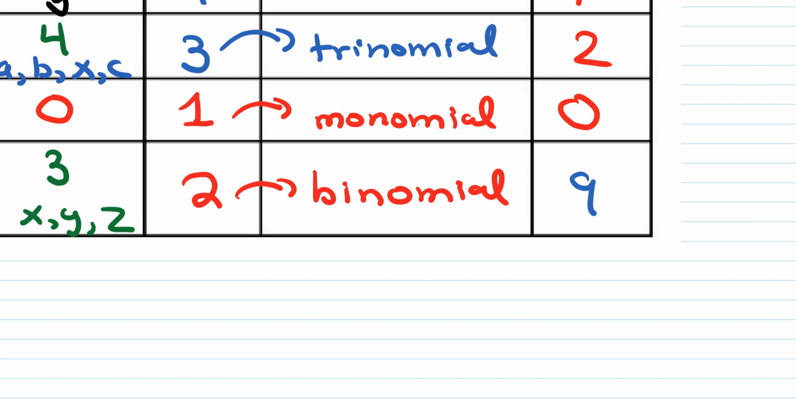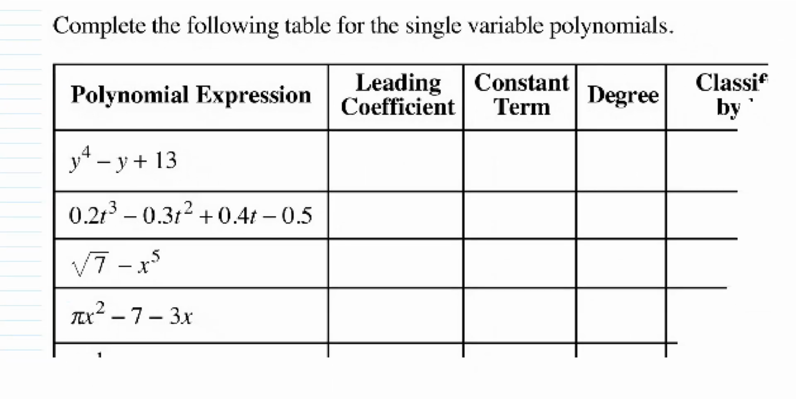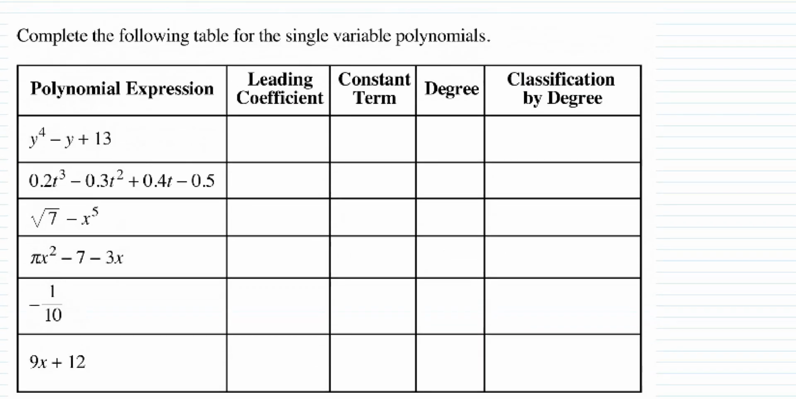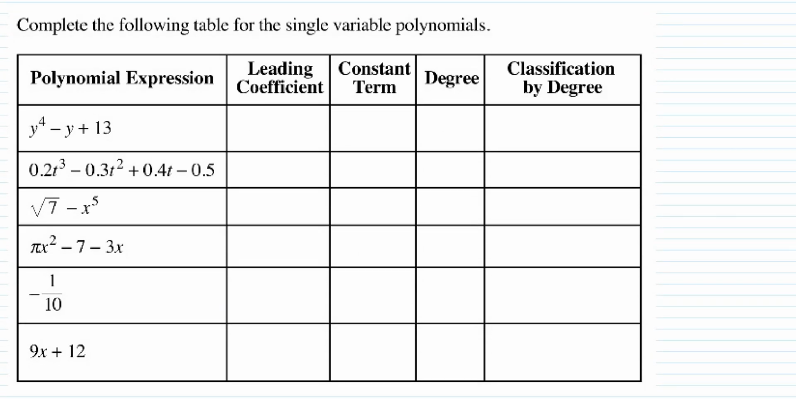Okay, let's keep on moving along to another table question here. I need to complete the following table for the single variable polynomials. This is another question where we can practice some of our polynomial vocabulary terms. The leading coefficient is generally the number in front of the variable with the highest power. So my leading coefficient here is going to be 1. The constant term is generally the number, so there's a plus 13, so my constant term is 13. My degree is going to be my highest power, so that's a 4.